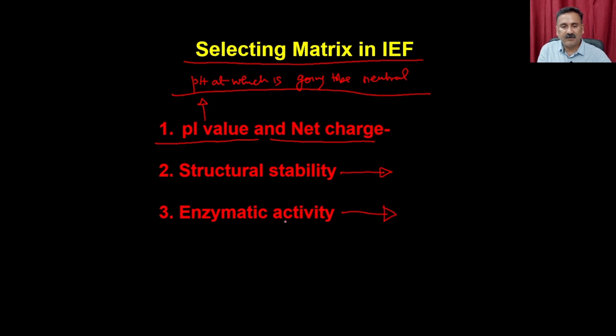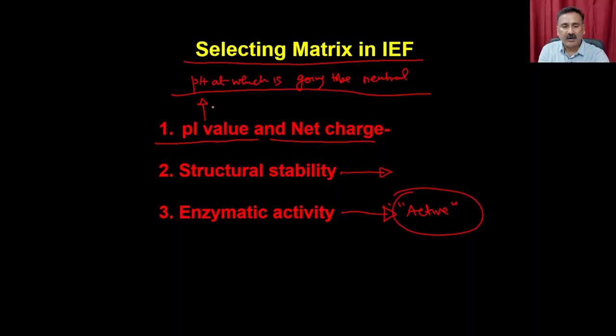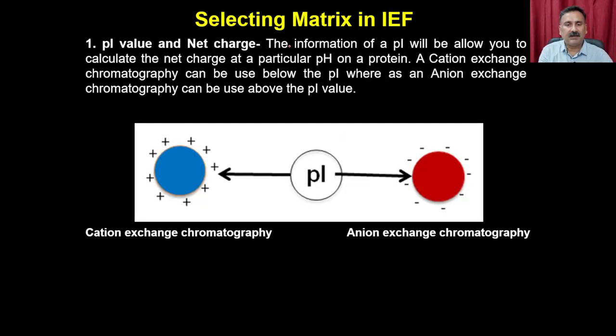And when you are trying to purify an enzyme, for example, it's very important that the enzyme be active at that particular pH. It should not be the case that you are purifying an enzyme which is not active at that pH, because if that happens, the enzymes are going to be dead before you actually purify them. There's no point in purifying an enzyme which is dead. Now, how are you going to exploit the pI value to calculate the net charge? The pI information will allow you to calculate the net charge on a protein at a particular pH.